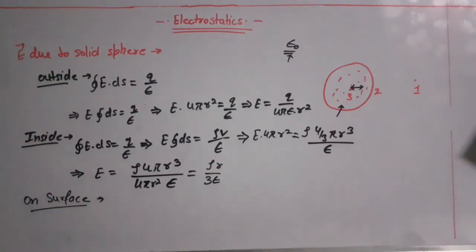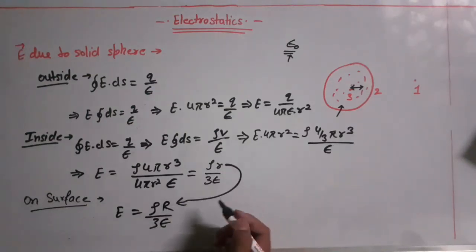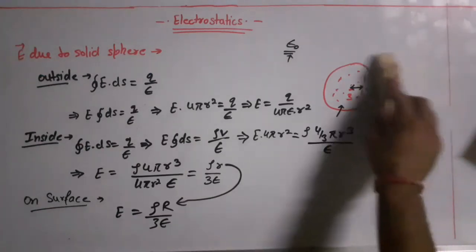As I have previously told you, this will make our derivation very easy. So E will become equal to rho r by 3 epsilon. We have to just replace this small r with capital R and we will get our answer. So this is the electric field due to a solid sphere. Let's plot a graph for this.